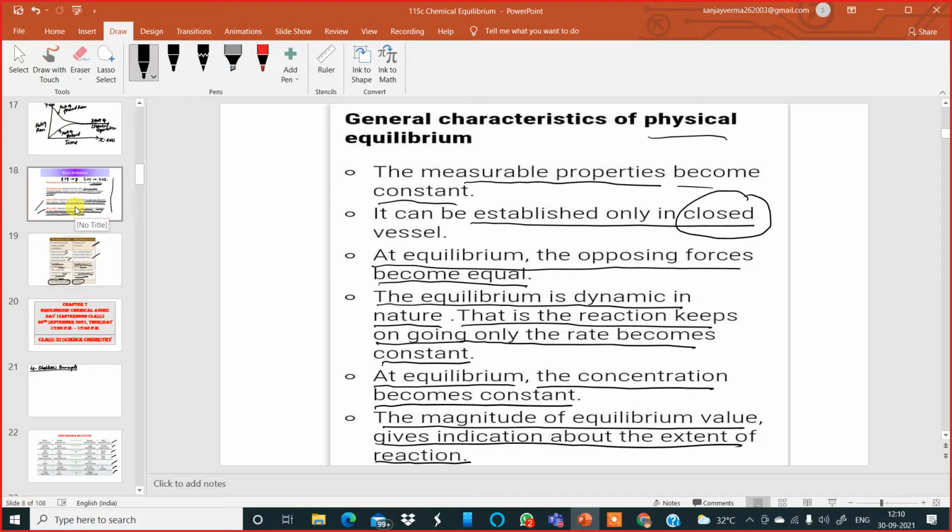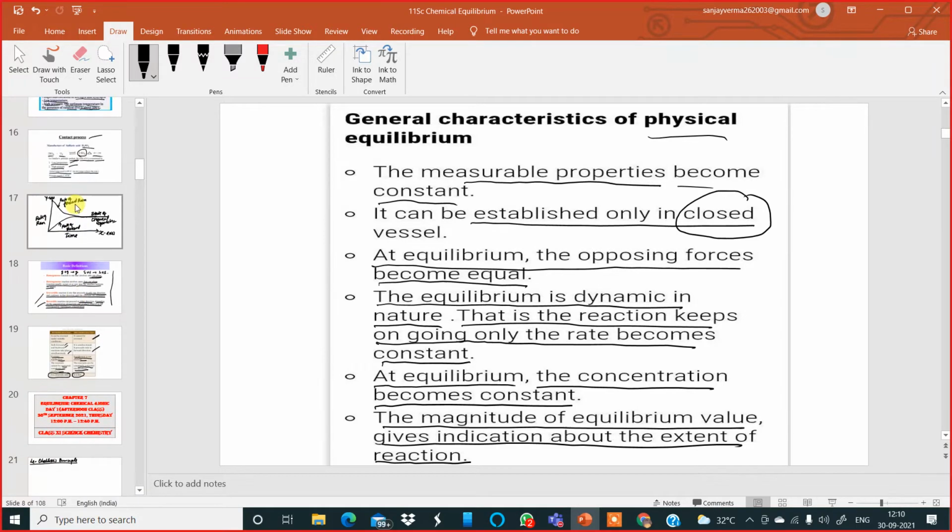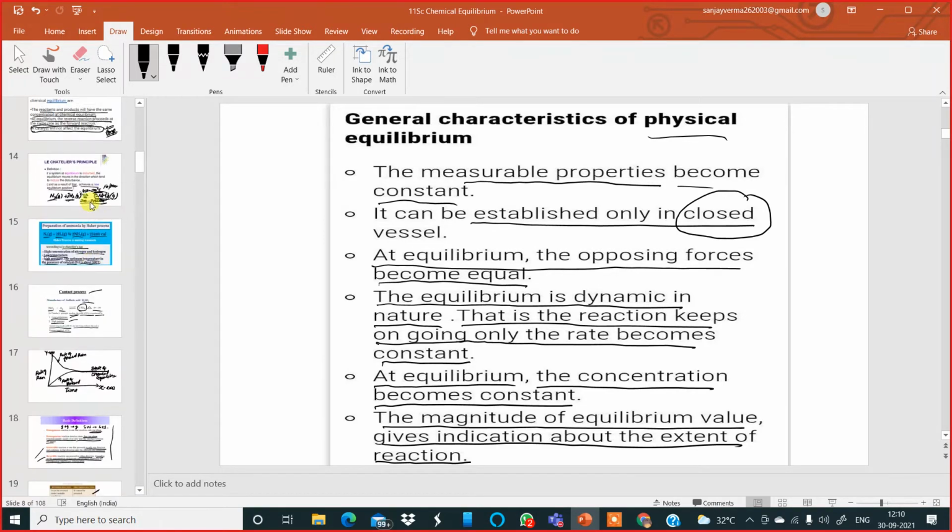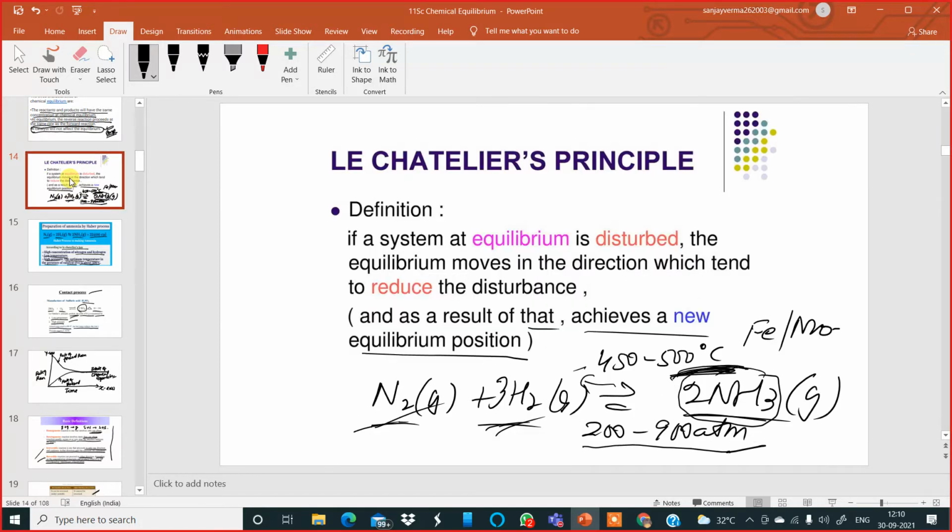So, according to Le Chatelier's principle, it states that whenever a system in equilibrium is disturbed, then the equilibrium moves in such a direction which tends to oppose the disturbance. Are you getting it? So this is Le Chatelier's principle.